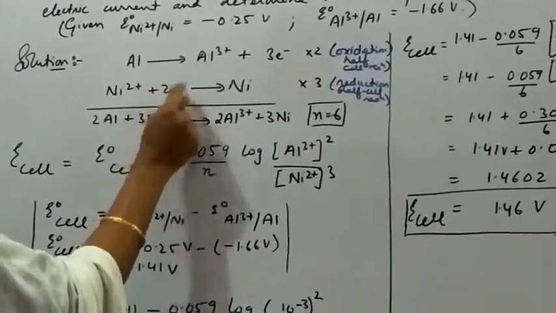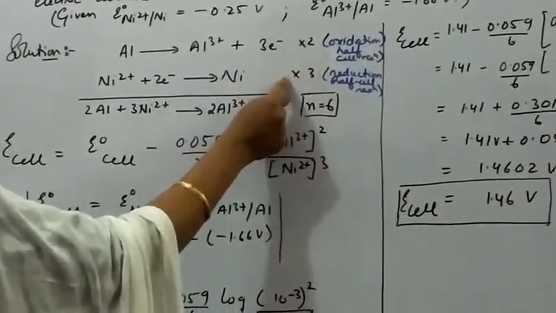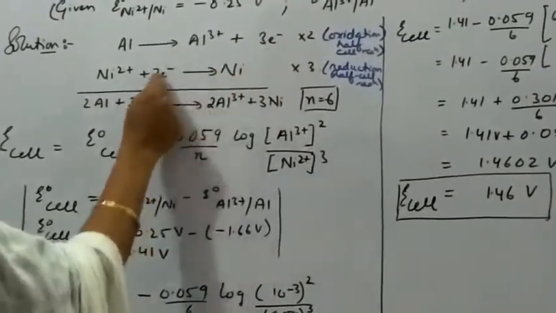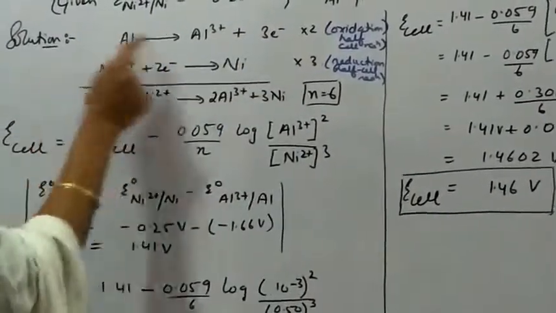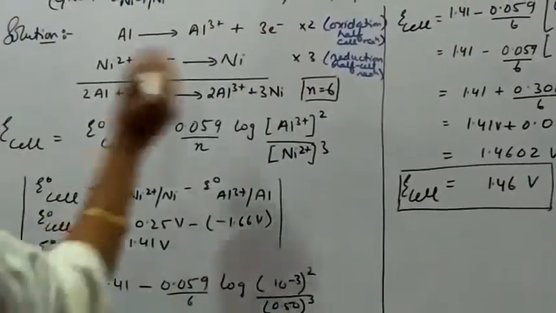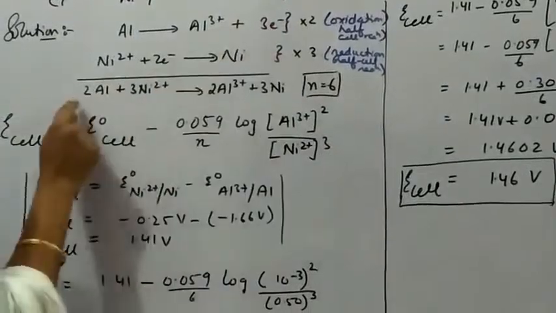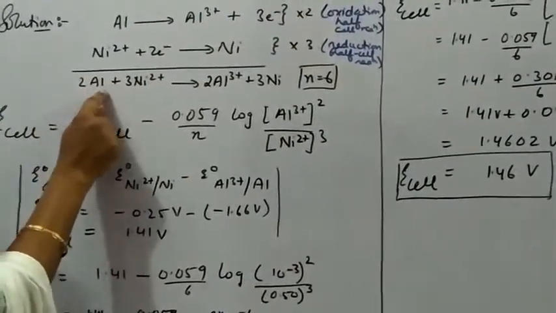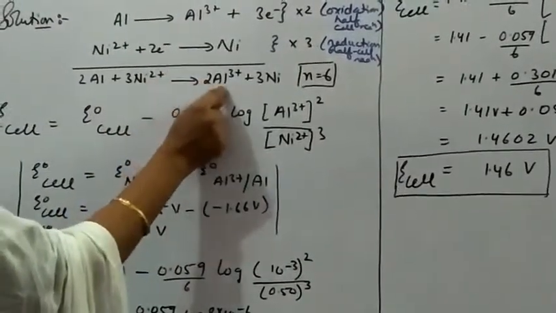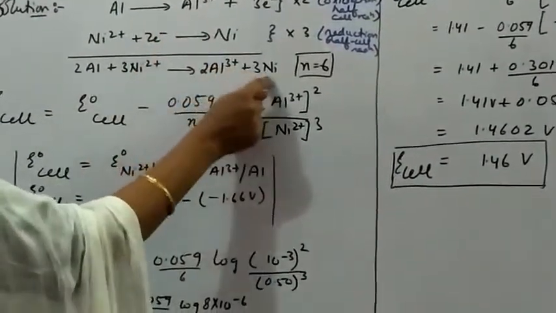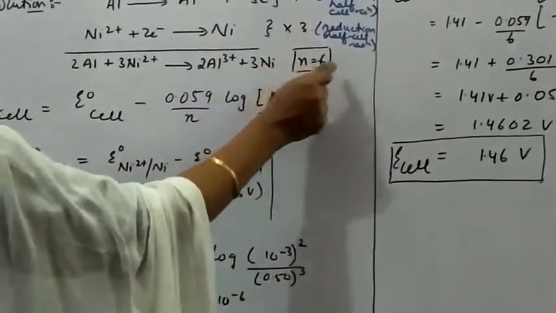Now to balance, we will cross multiply the equation, first by 2 and second by 3, right? So that the number of electrons exchanged becomes equal and gets cancelled out. Now this complete equation is multiplied by 2, and this is multiplied by 3. So it will become now 2Al. The net cell reaction is 2Al plus 3 Ni2 positive gives 2Al3 positive plus 3 Ni. And how many electrons are being exchanged here? Total electrons, n equal to 6.